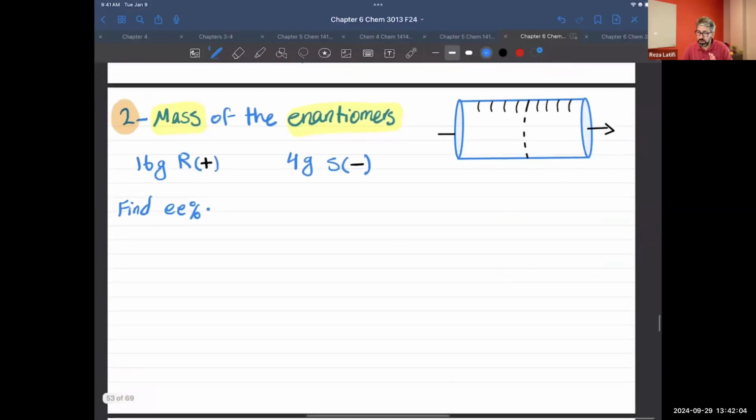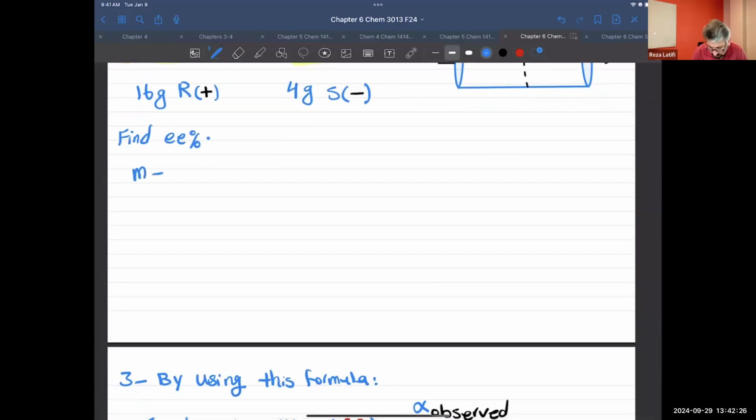Now, I don't know the percentages. How about masses? They gave me the masses. Remember, you're talking about enantiomers. Enantiomers have exactly the same chemical formulas. Their molar masses are exactly the same, and so based on mass, you cannot really differentiate them. But how about this? The total mass is going to be equal to the mass of the R enantiomer plus the mass of the S enantiomer. Total mass is going to be 16 plus 4, and that's going to give me 20 grams.